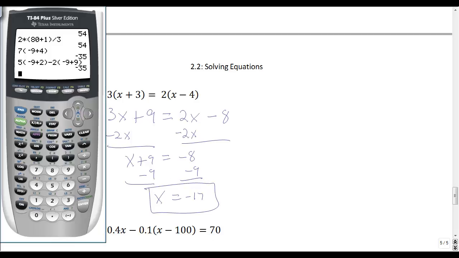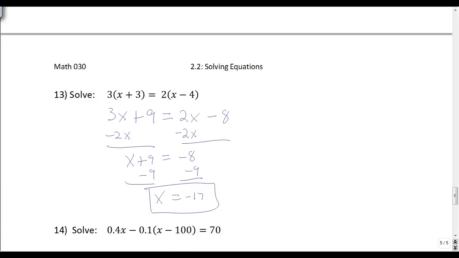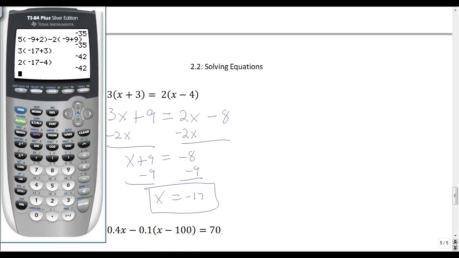So to check this, say it's 3 times negative 17 plus 3 gives me a negative 42. And 2 times negative 17 minus 4. Might be good practice to go through this for the arithmetic, but a quick check like in an exam. Whoops, I didn't really talk about what happened there. So you got negative 42 for both left and right. That means sort of my answer checked out.